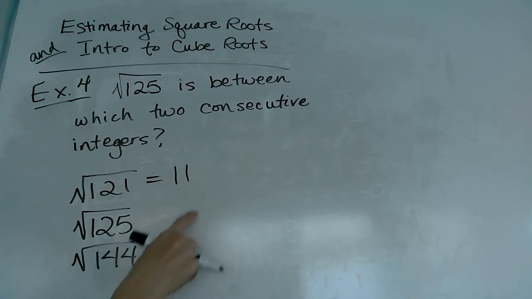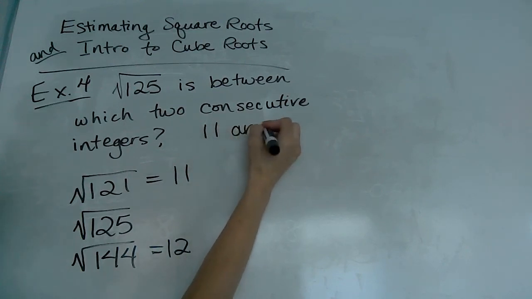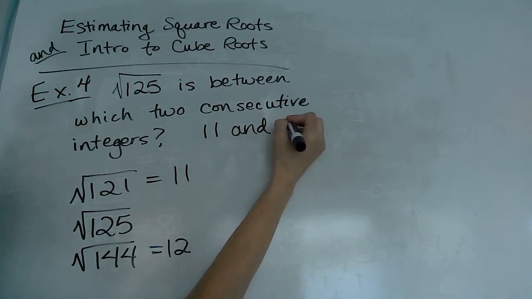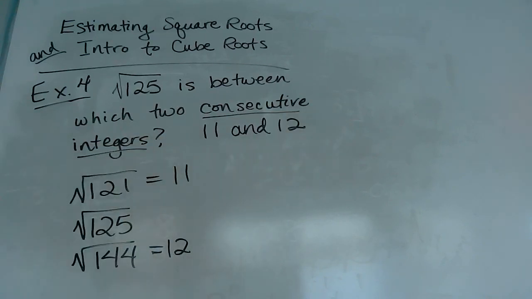It's going to be some decimal value between 11 and 12, but we don't have to say what the decimal value is. We're just saying that it is between 11 and 12 because they want the consecutive integers that it's between.